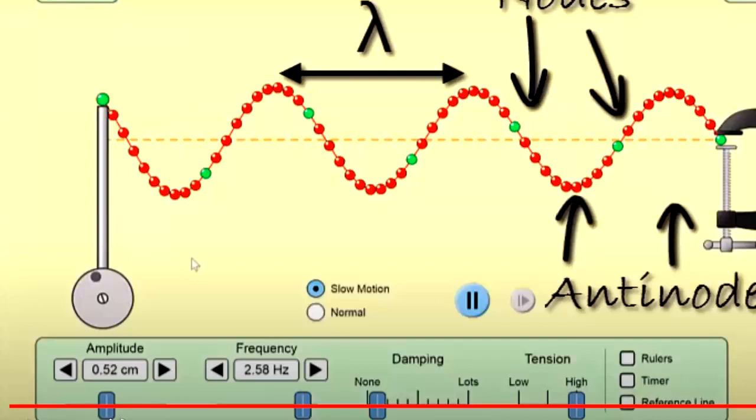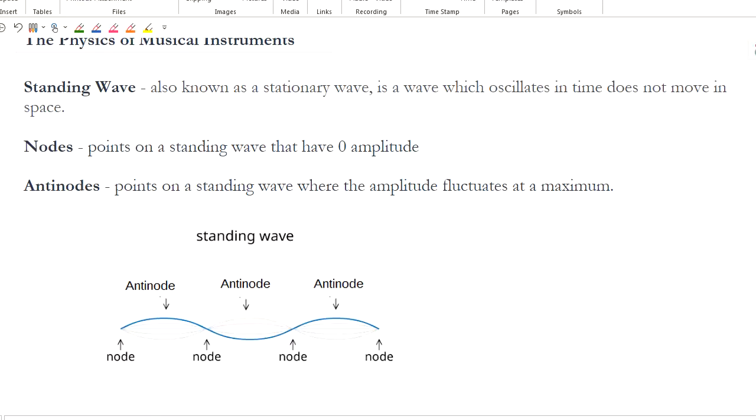So that all depends on the length of the string or the length of the air column that you're dealing with. So again, some key terms are the nodes. The nodes are the points on the standing wave, right here you can see, that don't move. And then we have antinodes, which are the places where the wave moves at a maximum. This is a standing wave that is fixed at both ends and has 4 nodes in it and 3 antinodes. You could have any number of nodes or antinodes depending on your situation.